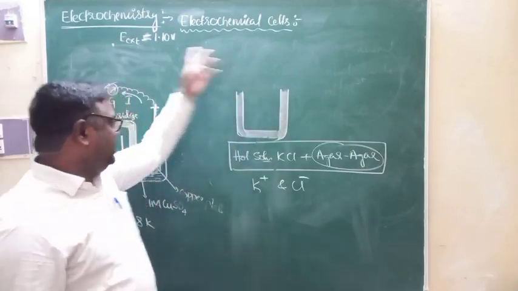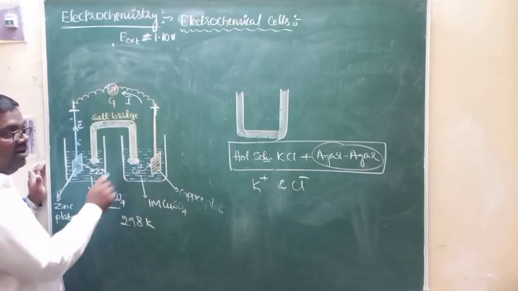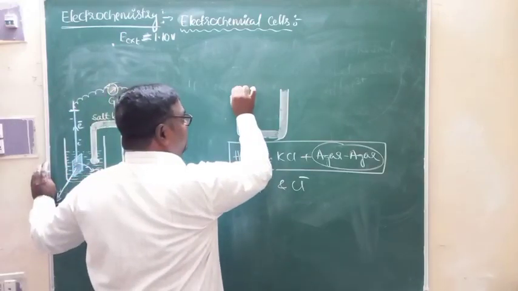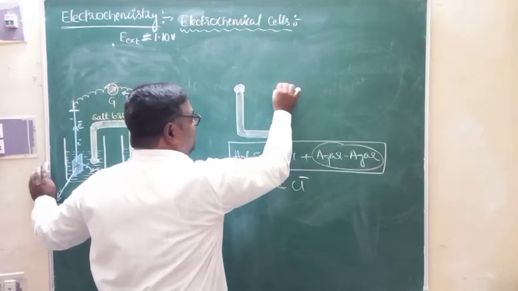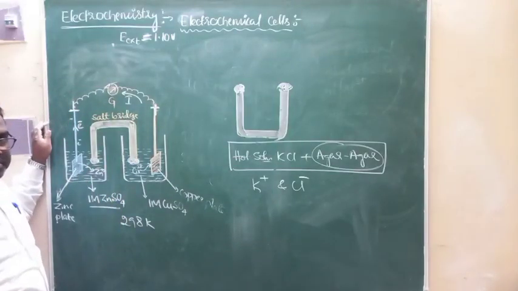Now, it is placed inverted with each limb of the U-tube in each electrode. And remember, the openings of this particular U-tube will be closed by means of cotton. ಆ ಓಪನಿಂಗ್ಸ್ ಅನ್ನ ಕಾಟನ್ ಇಂದ ಕ್ಲೋಸ್ ಮಾಡಿಬಿಟ್ಟು and that U-tube is placed inverted.